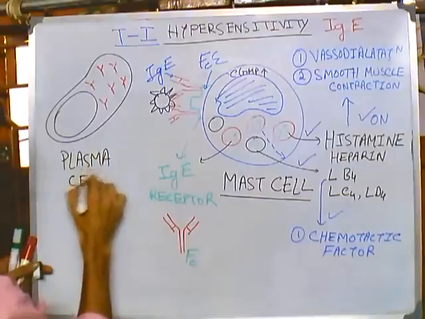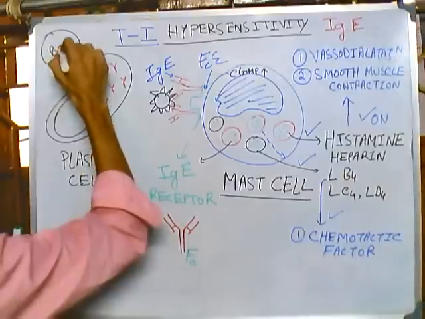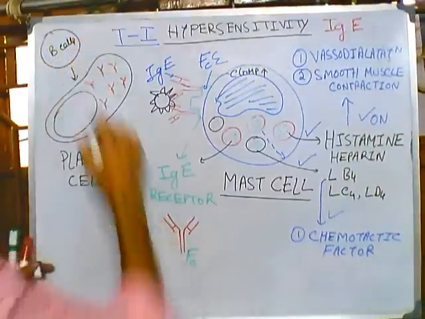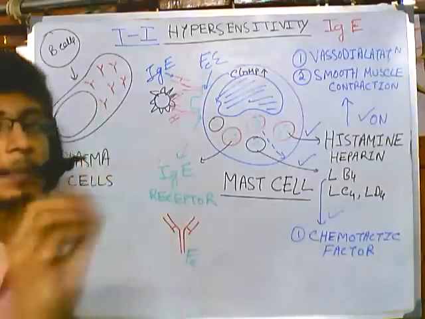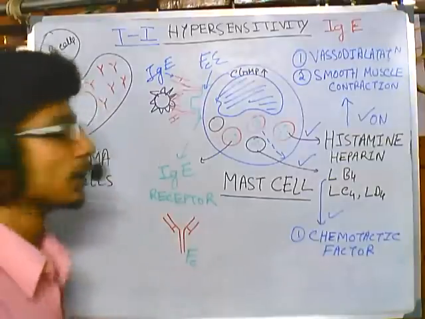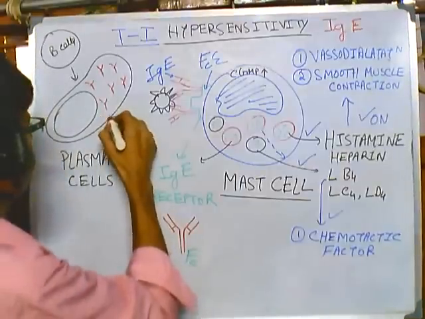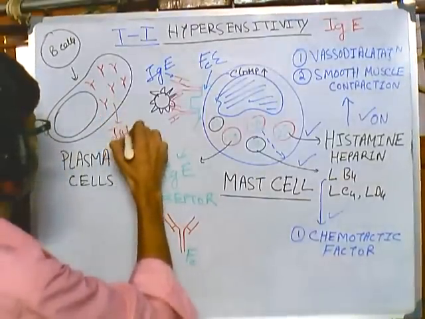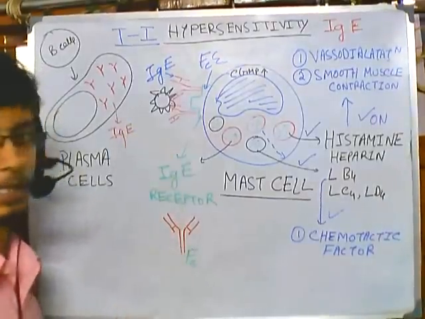Plasma cells. Now B cells are converted to plasma cells. These plasma cells are antibody secreting factories. Now these particular plasma cells are secreting a lot of IgEs, because they are destined to produce a lot of IgEs in this case.